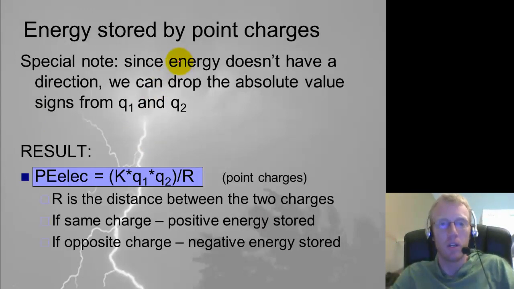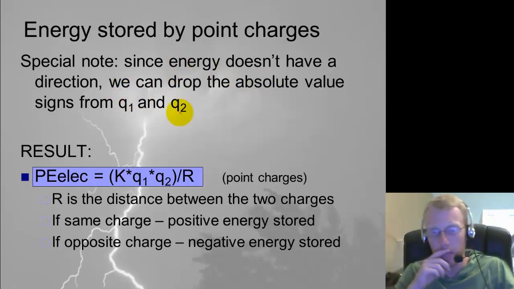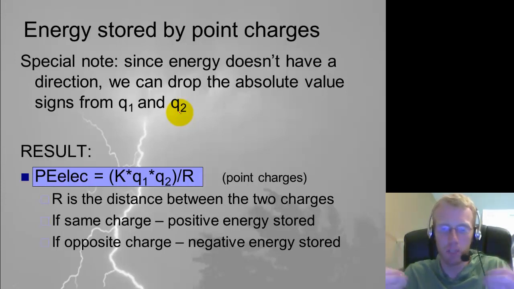Okay, so it doesn't matter if we have absolute values for Q1 and Q2 because energy is just a number, not a vector. You're going to figure out whether it's positive or negative by using common sense about whether you had to push them together or whether they naturally went together.